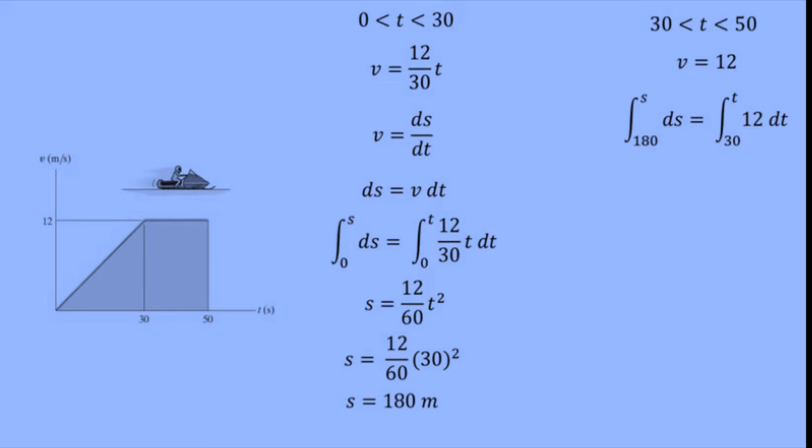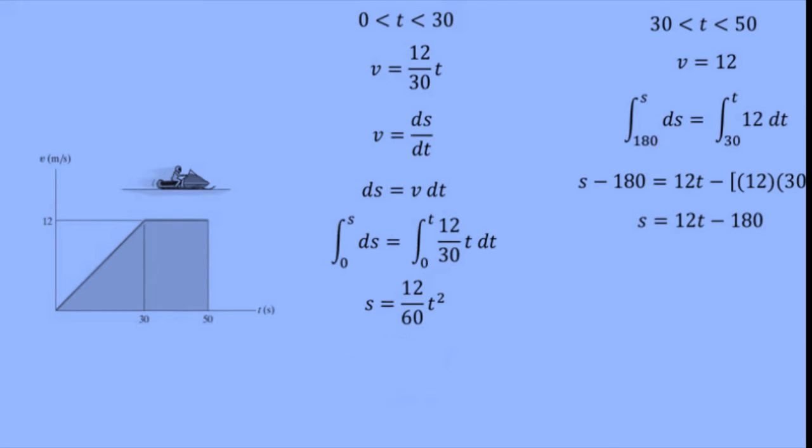Always remember that when you find the new distance and time, you need to change the lower bounds for both sides, distance and time. Then you take the integral for the next segment. You will now have two displacement equations. You can plot them as a new graph. If it is asking for the distance traveled in a certain time, simply substitute into the displacement equation and the value you get is the distance traveled at that time.